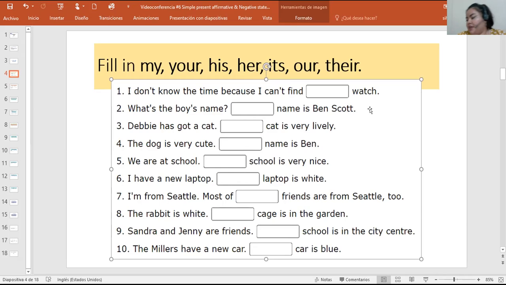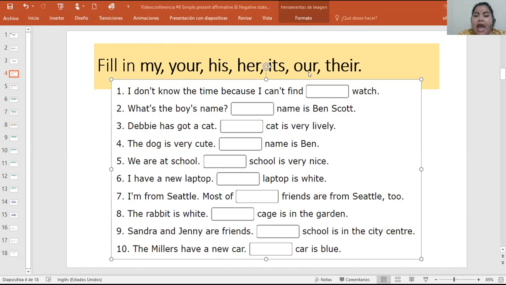Dígame a qué subject pronoun le pertenece el possessive mine. I. Very good. And your? You. His? He. Her? She. Its? It. Our? We. And their? They. Okay. Very good.